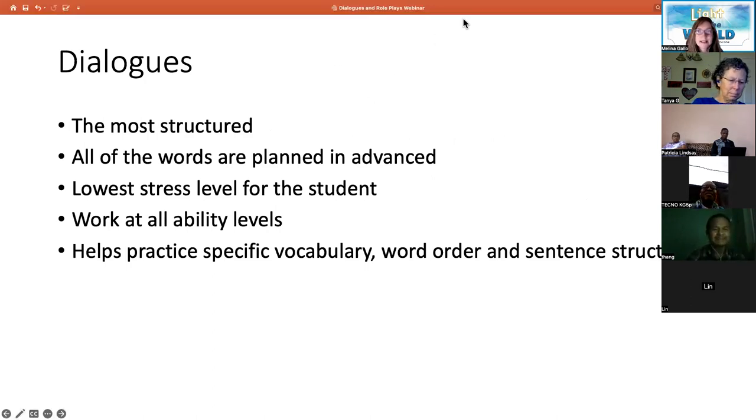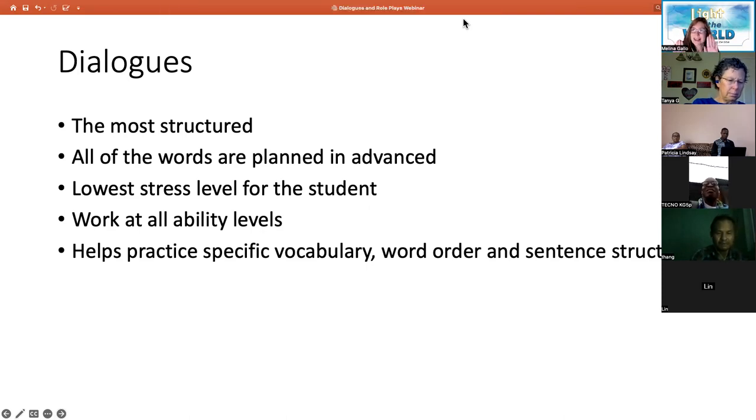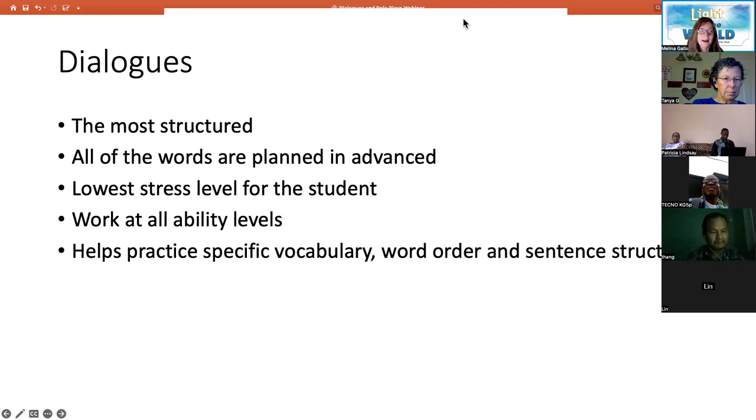So dialogues. In every Light of the World lesson, part 3, we have what are called conversations. And these are usually written dialogues with 2 parts, A and B. And sometimes we use cards, the A card and the B card, so we know who is speaking. So one person takes the role of A, the other person takes the role of B.